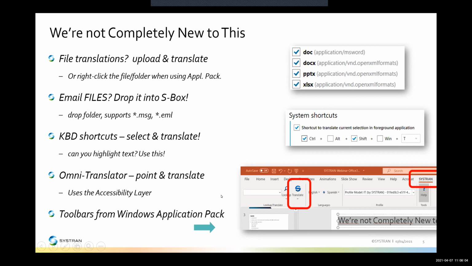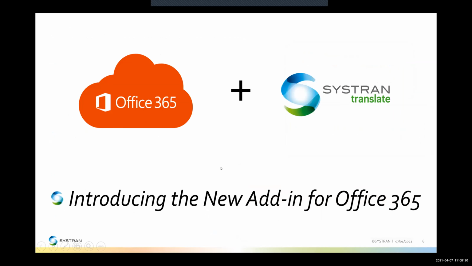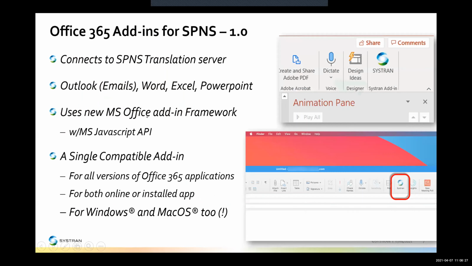You may recognize, if you've had those already, something like a SYSTRAN option along the menu bar. And when you see that, you'll see options to select some text, to replace the translation, or insert and add it, and so on. And so now we're doing something similar, but for Office 365. So let's introduce and talk about that.